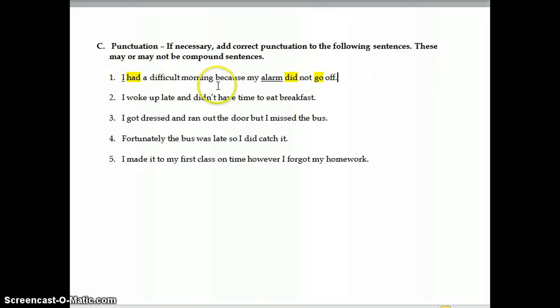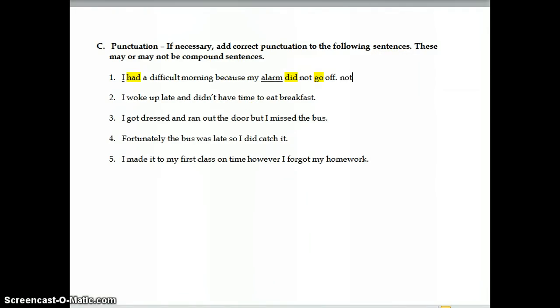The first clause, I had a difficult morning, is an independent clause. It could stand alone as a sentence. But this second clause, because my alarm did not go off, leaves us hanging. That's actually not an independent clause. It could not stand alone because of the word because. So that is something that pertains to complex sentences.